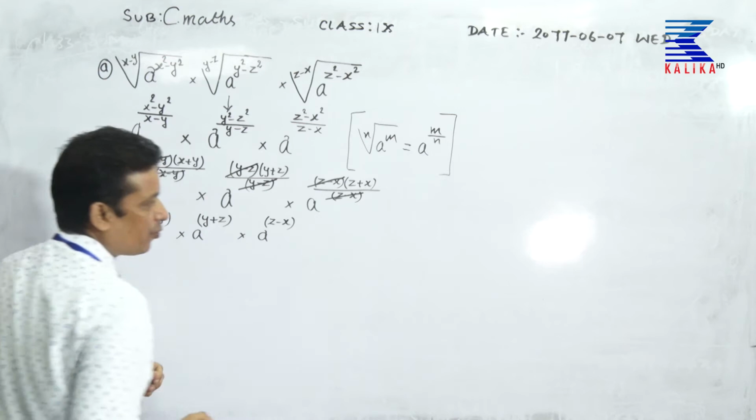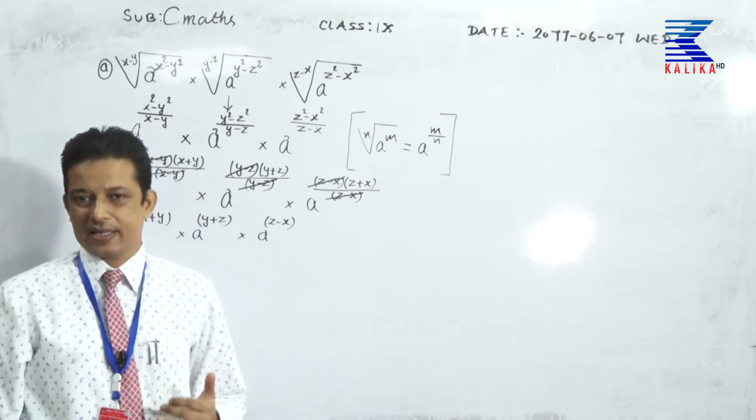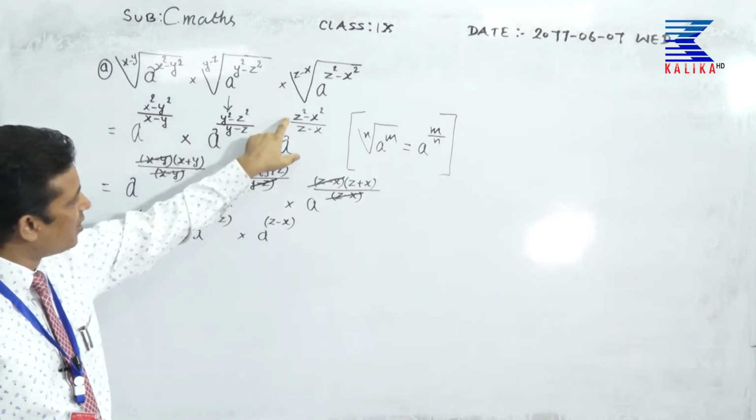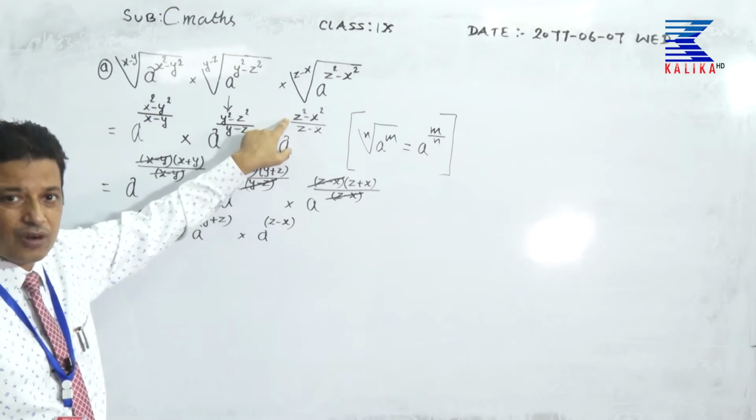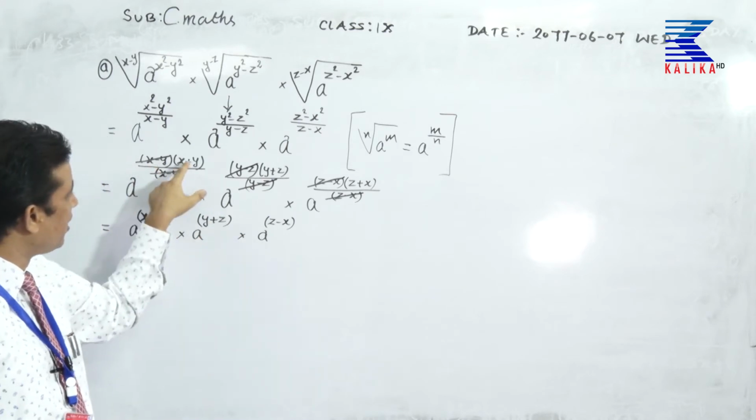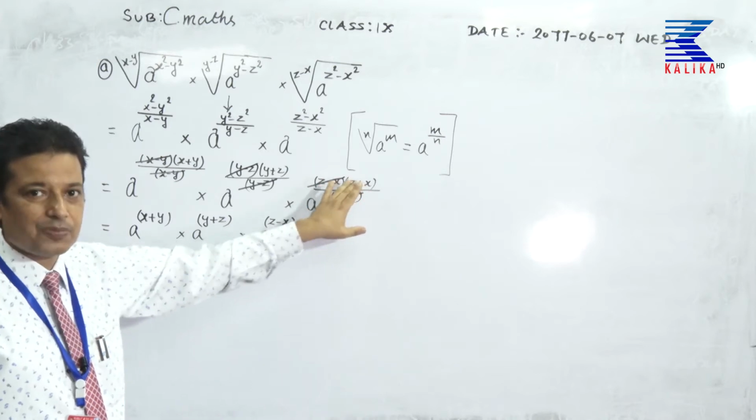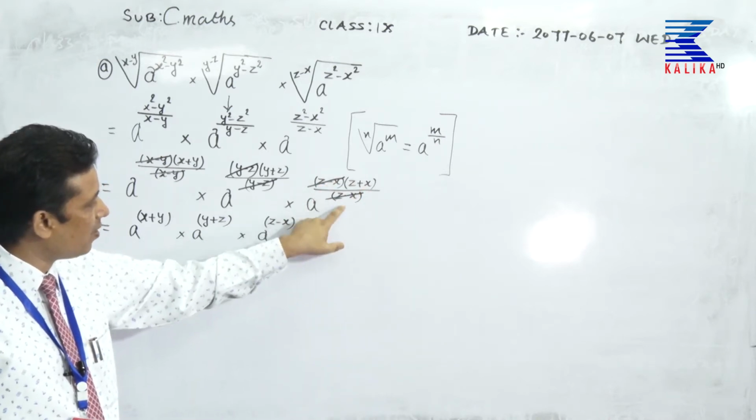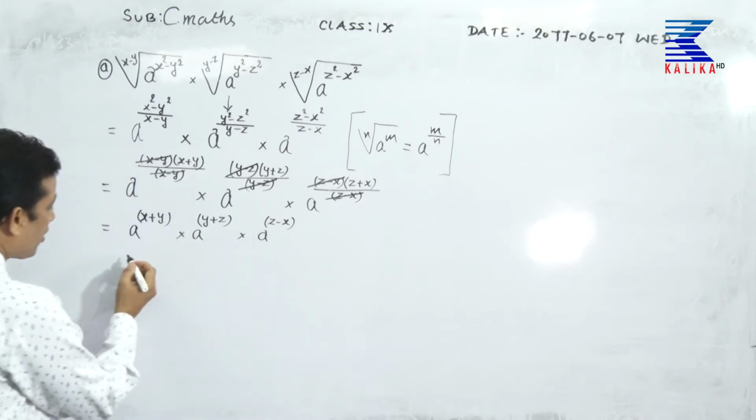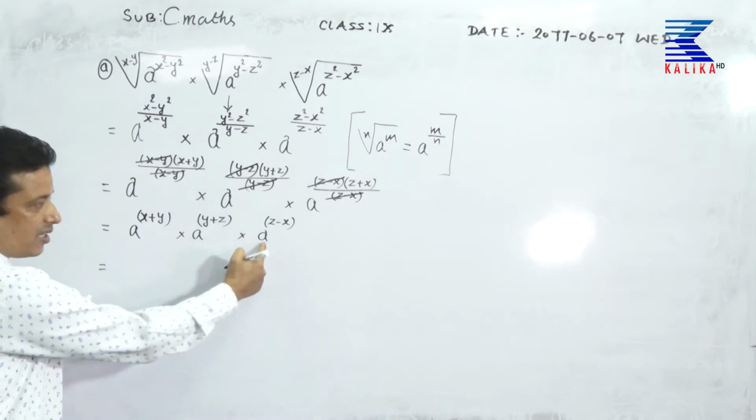In the second step, we have done nothing except use the formula a square minus b square. x square minus y square, y square minus z square, z square minus x square are in the form of a square minus b square. So we used the formula a minus b, a plus b, and then we got the same factors. Now, you can see the base is a again, and the base is a again.